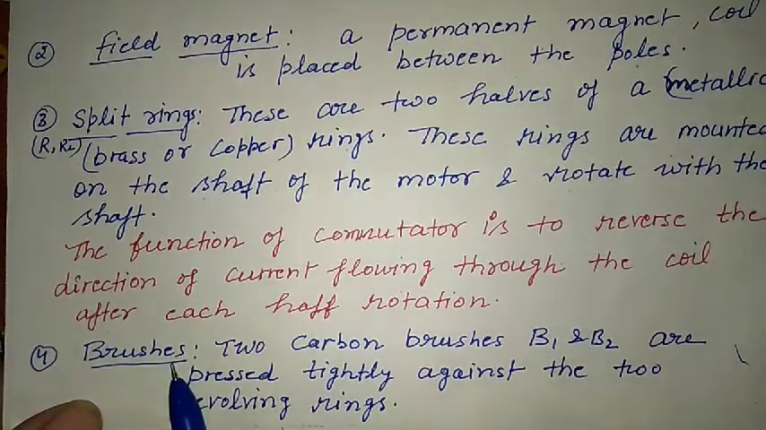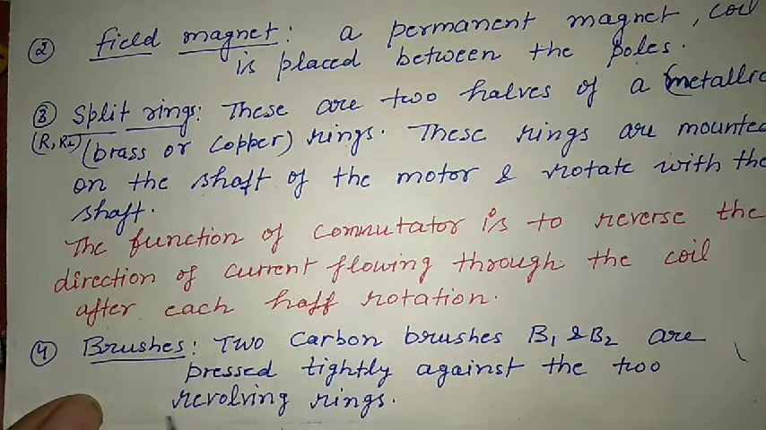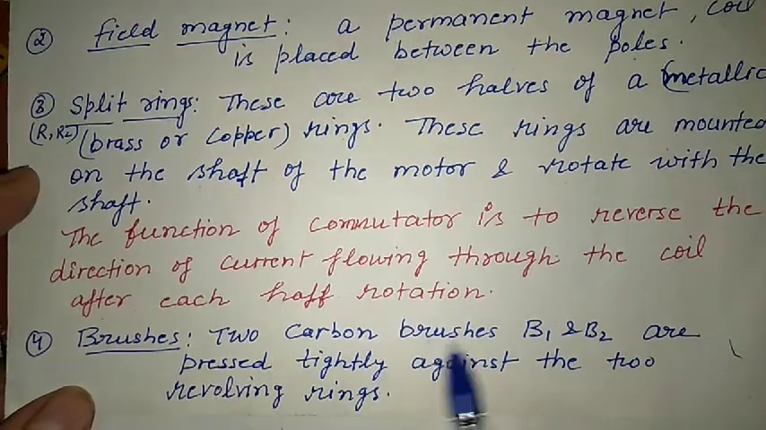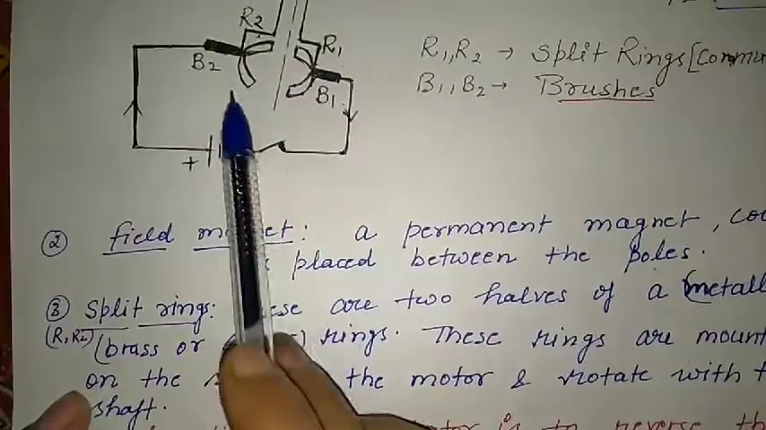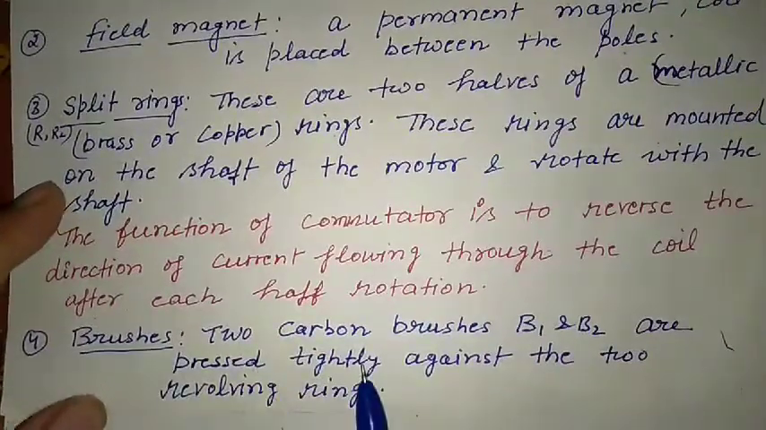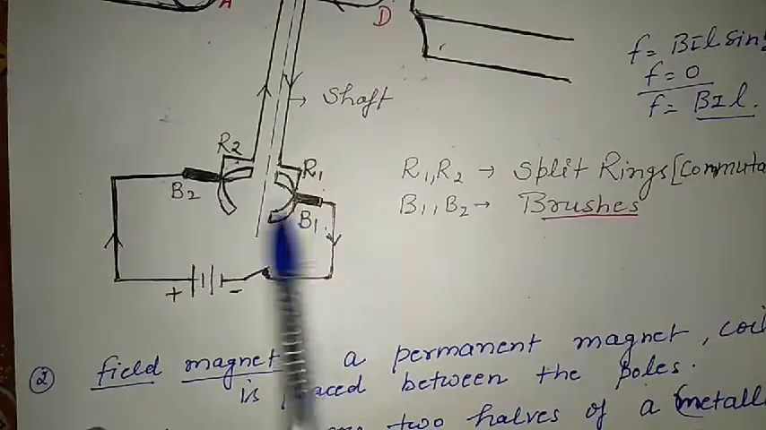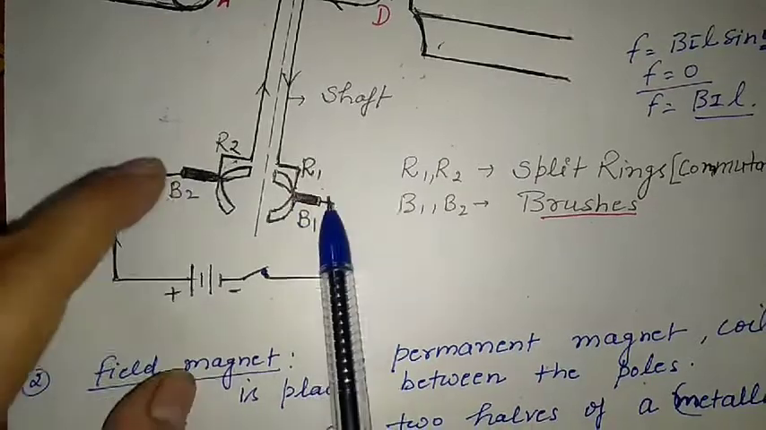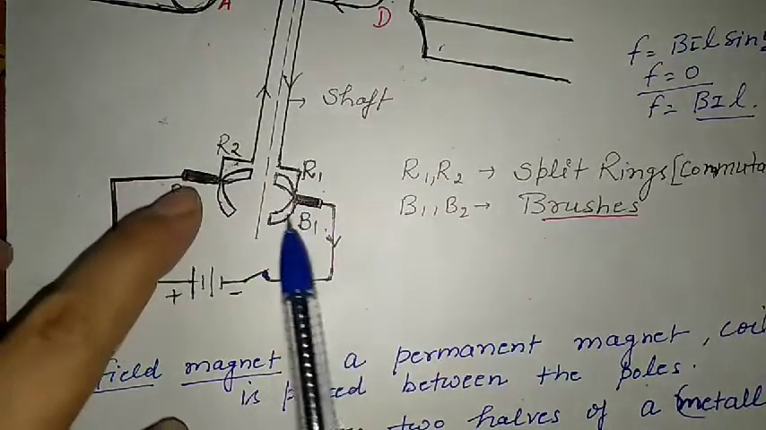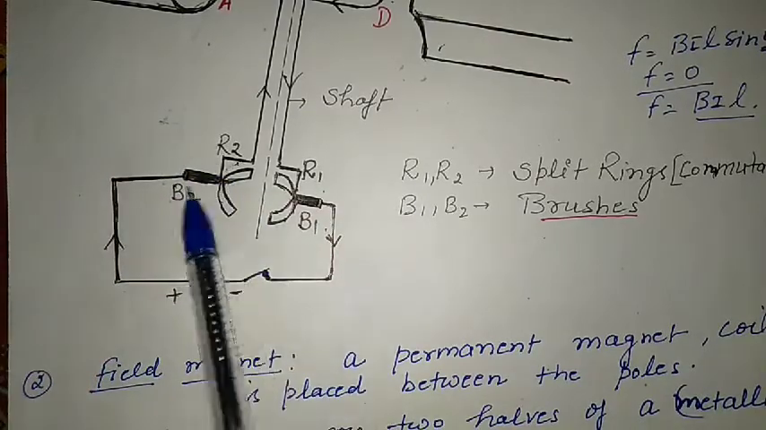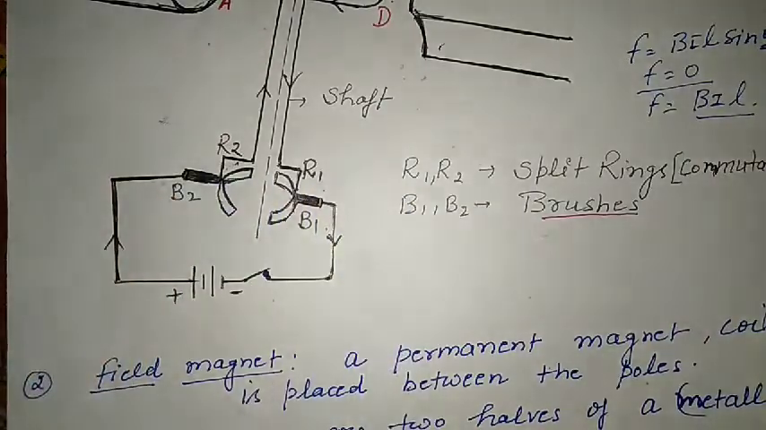Next part is the brushes. It will be clear when we explain the working of the motor. Two carbon brushes, B1 and B2, are pressed tightly against the two revolving rings. The rings revolve and the brushes are fixed, but they are under pressure, pressed tightly against R2 and R1.